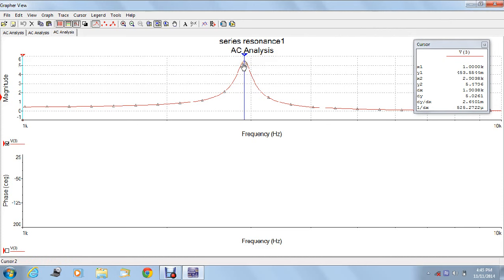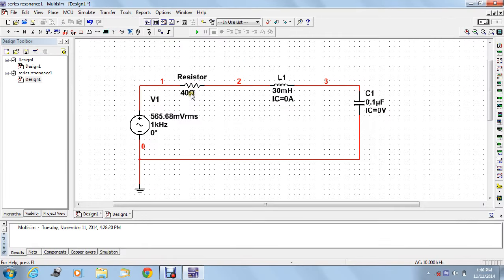At home, you are going to calculate F1 and F2 by using this graph, and try to comment on theoretical results, by calculating using these values: 40 ohm resistor, inductor 30 millihenry, capacitor 0.1 microfarad, and try to comment on what is the difference between theoretical and practical. So practically we are getting a less than 1 kilohertz difference or 100 hertz difference because of simulation.